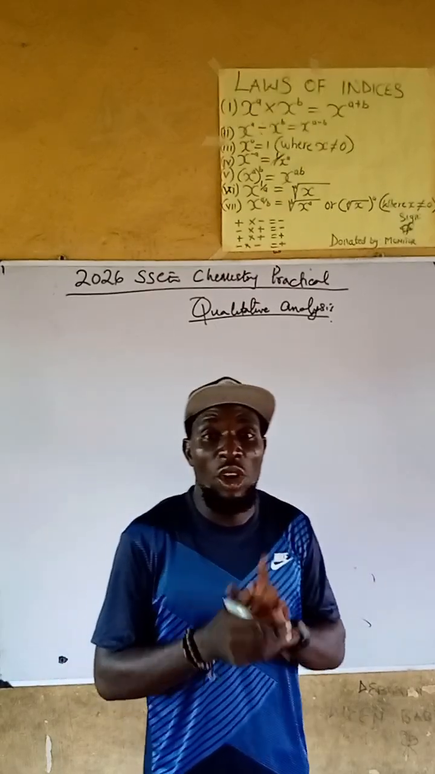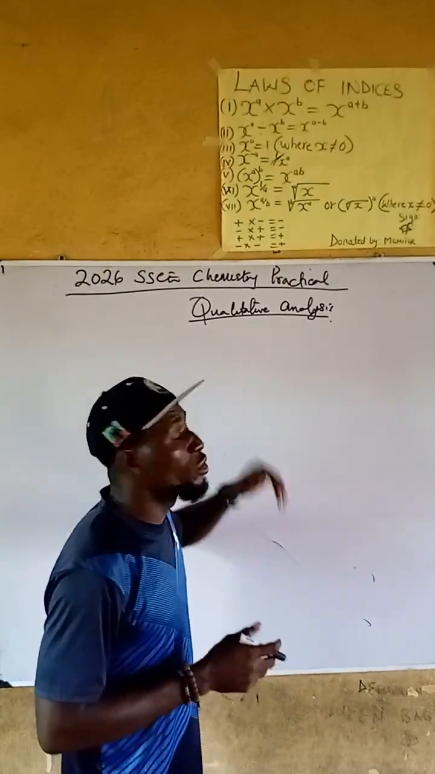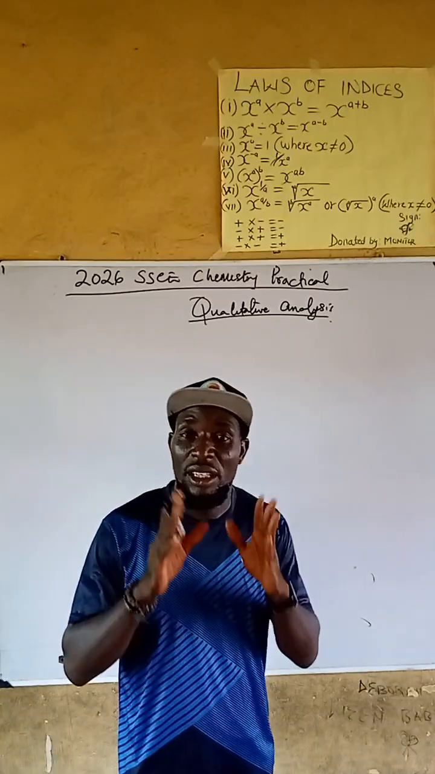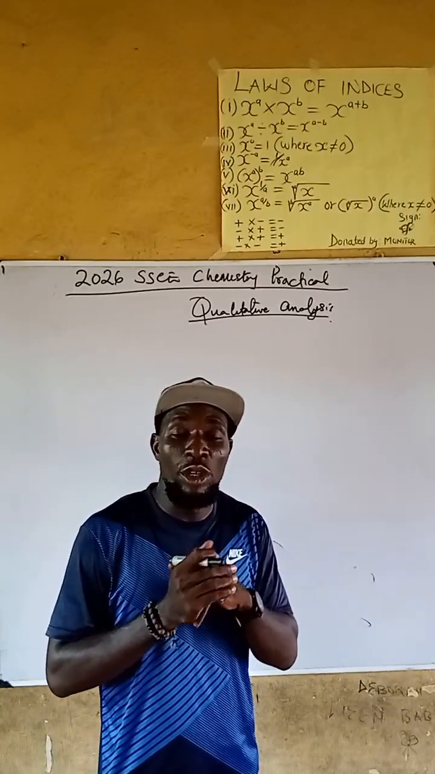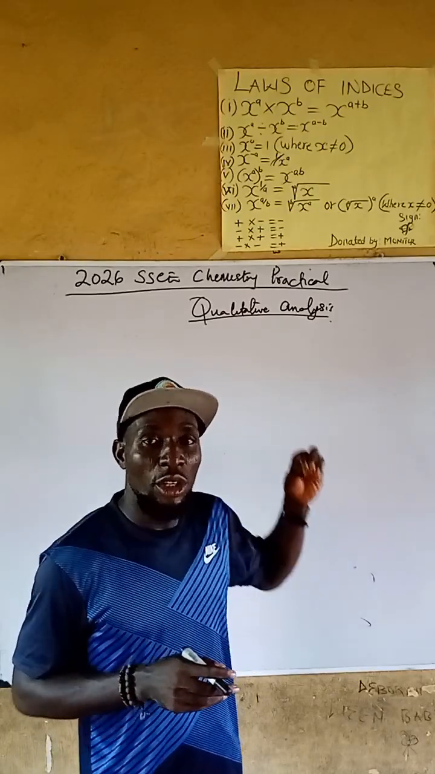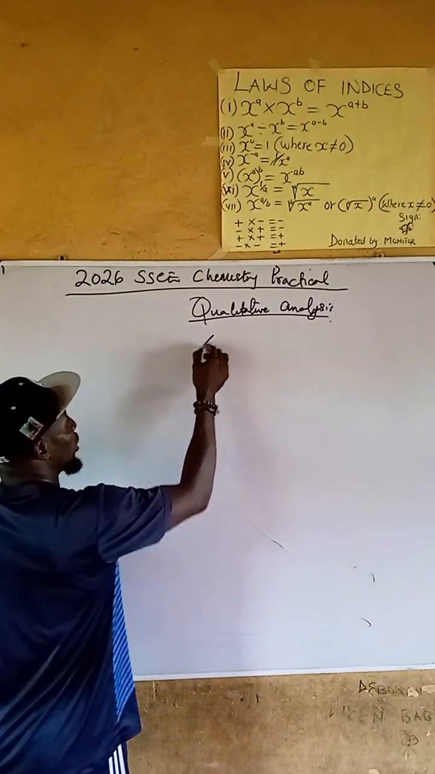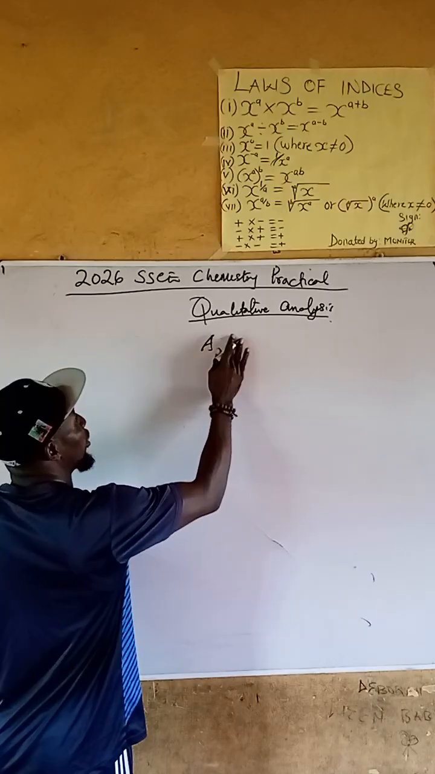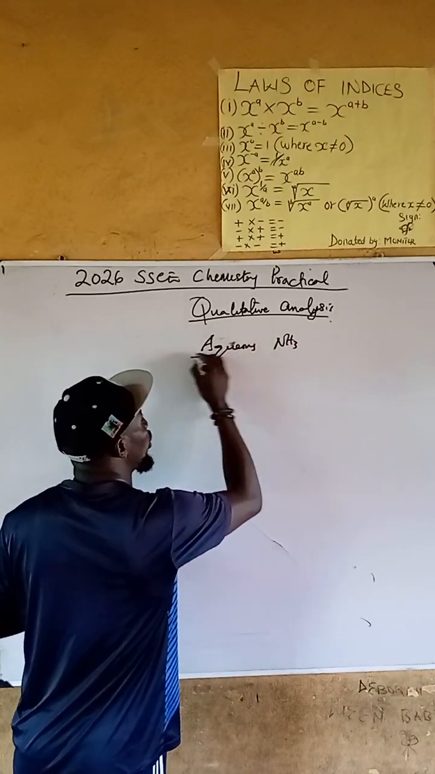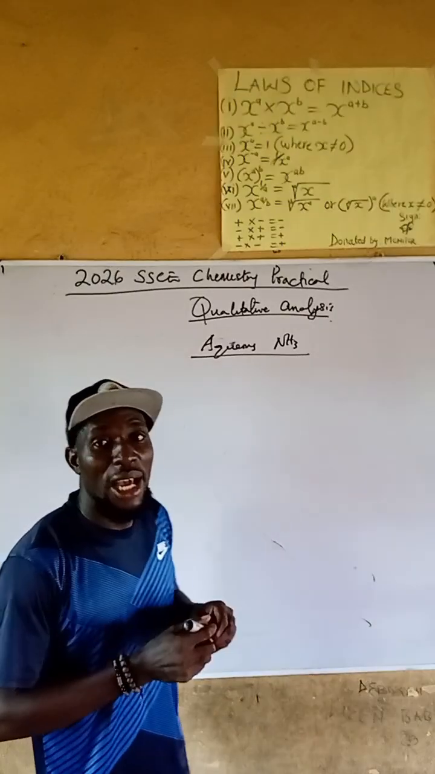Hello, this is part B of our 2026 chemistry practicals class. So the first class we talked about the use of dilute sodium hydroxide to test for metallic ions. Today we are going to look at aqueous ammonia, using aqueous ammonia to also test for metallic ions.